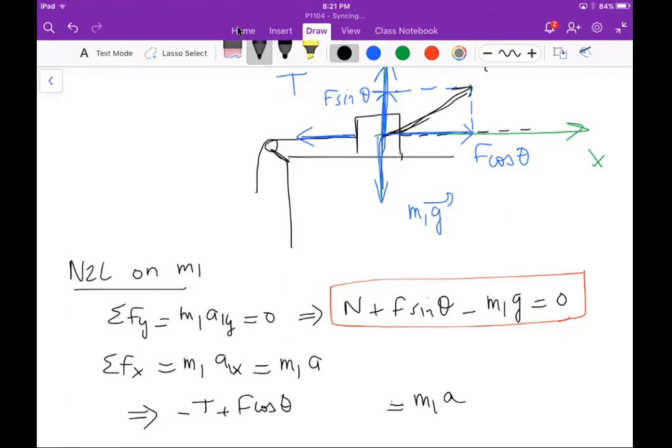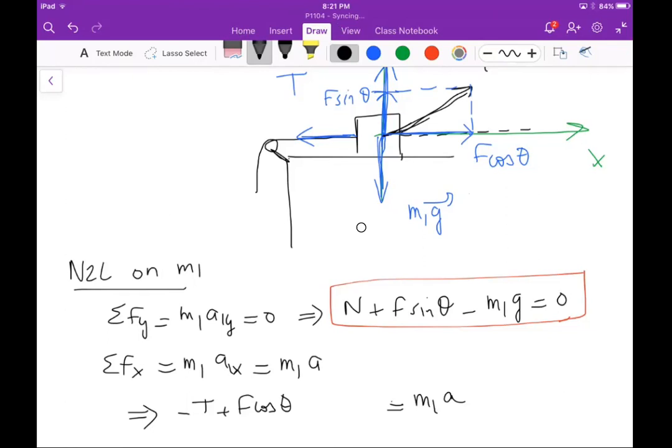I kept some white space because I just want to repeat the given for you again. The given says that a force of magnitude F at an angle theta with the horizontal is applied to the block as shown in the figure. The coefficient of kinetic friction between the block and the surface is mu K. So when they say this, that means that there is a friction force between the block and the surface.